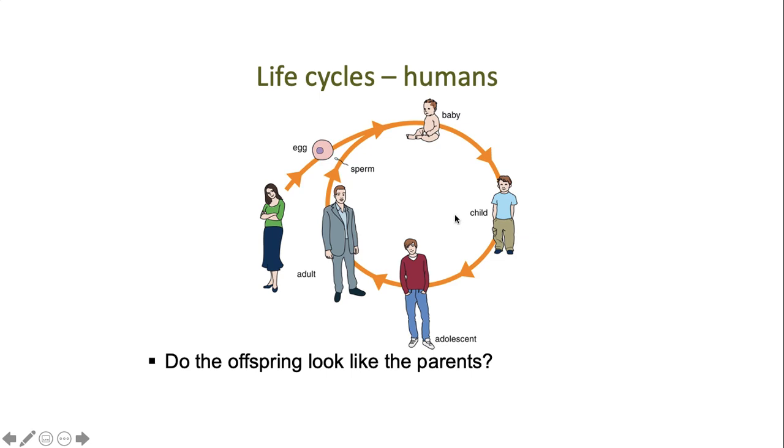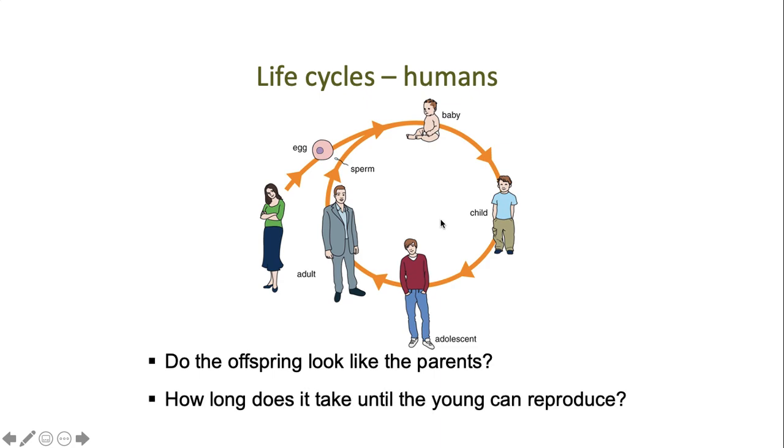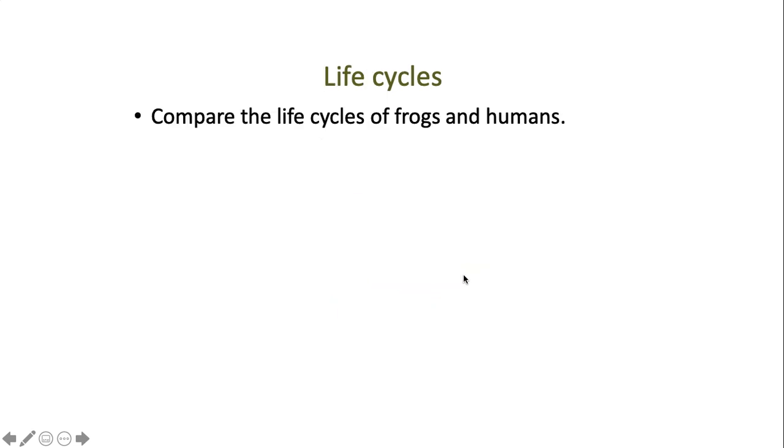Do the offspring look like their parents? Yes, a bit smaller and slightly different proportions, but yes, they do look like a mini human. How long does it take until the young can reproduce? At least 16 years, perhaps longer, until individuals are capable of sexual reproduction.